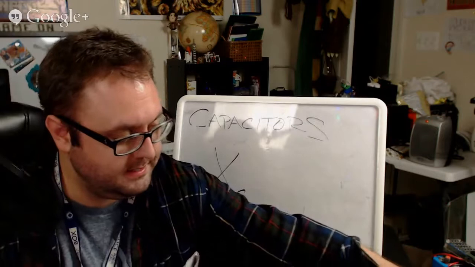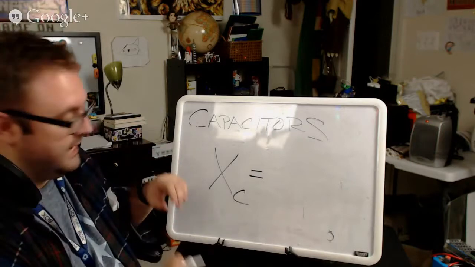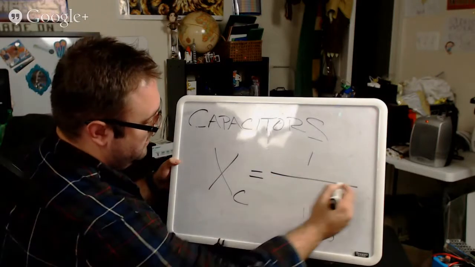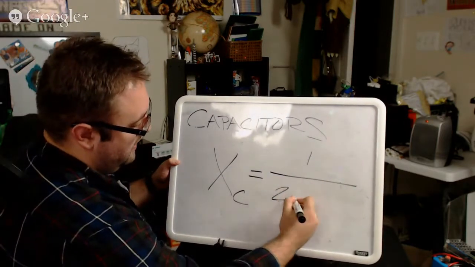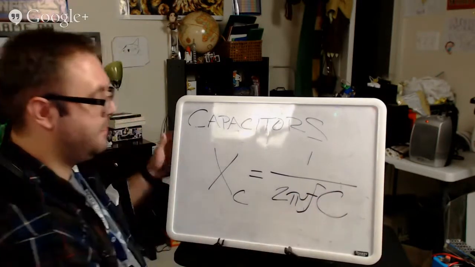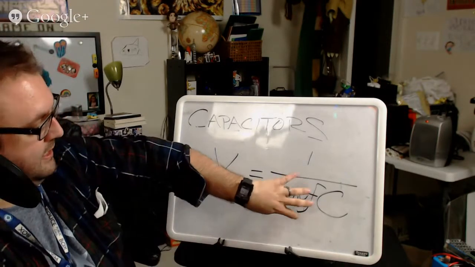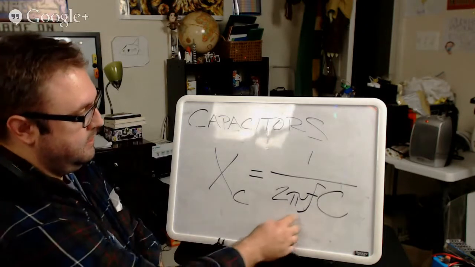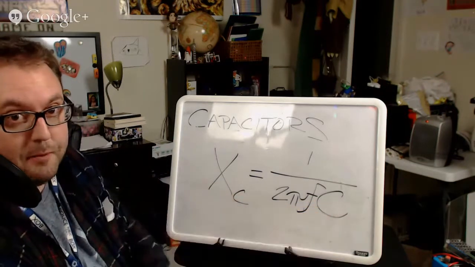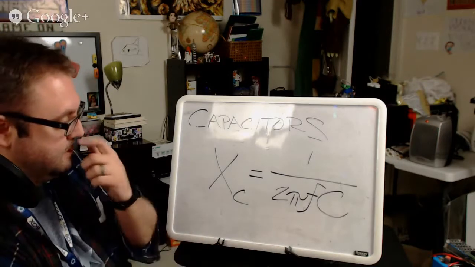So what is the value? What is the reactance formula? It is 1 over 2 pi F C. The F is the frequency of your signal, and C is the value of your capacitor in farads, or more likely millifarads or microfarads.